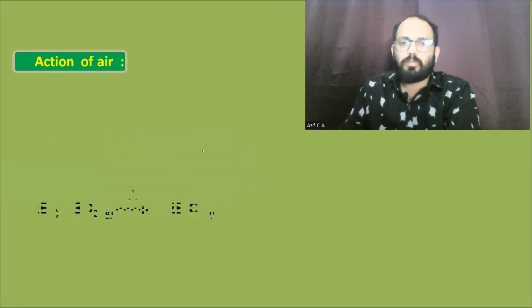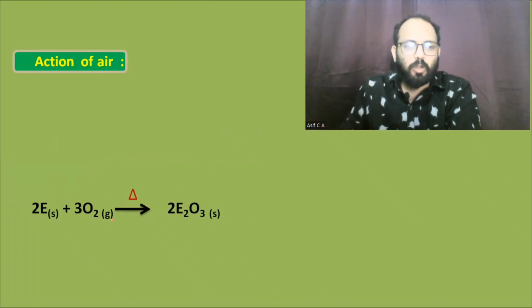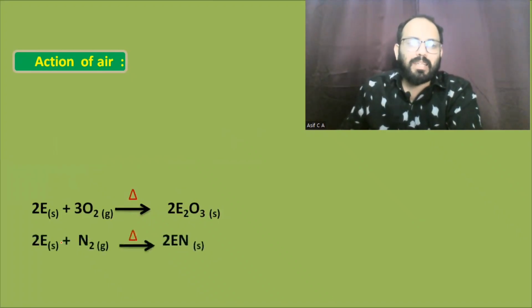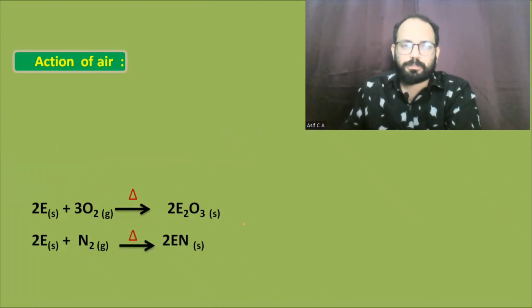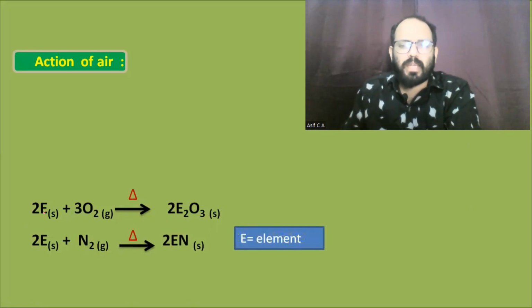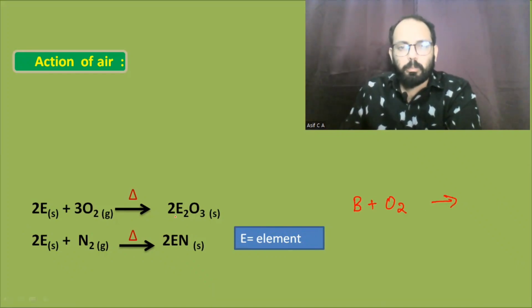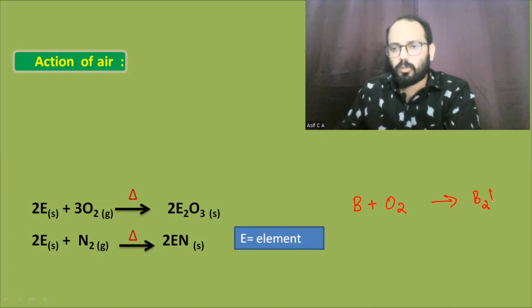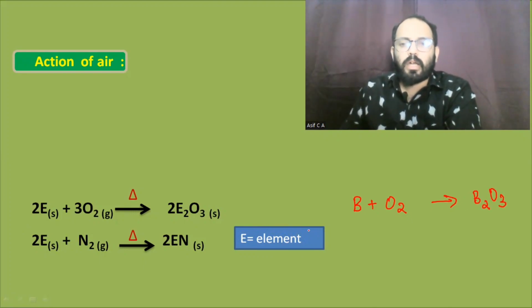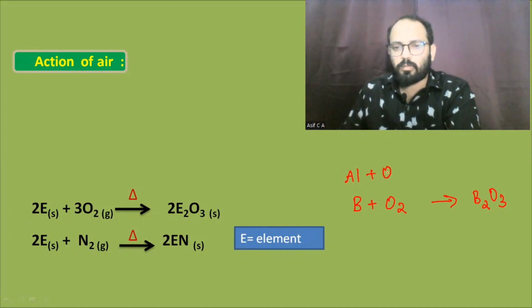With the formula, we will see that E plus O2 gives you E2O3 and E plus N2 gives you EN. What is this E? E is nothing but the element. Take boron or aluminum as the element. If boron reacts with oxygen, what will you get? B2O3. If aluminum reacts with oxygen, what will you get? Al2O3.